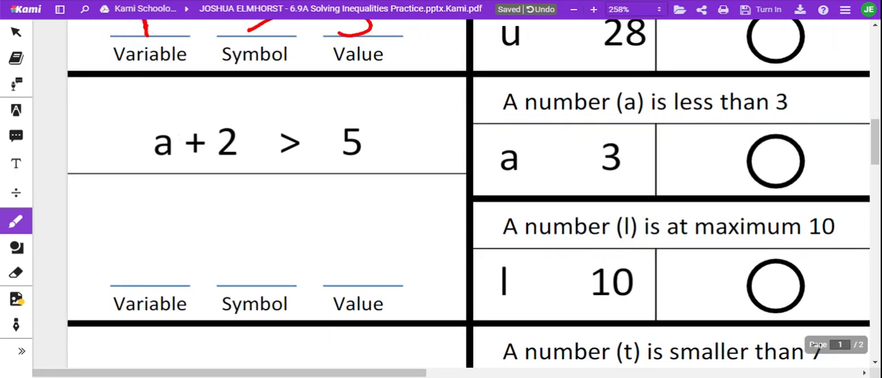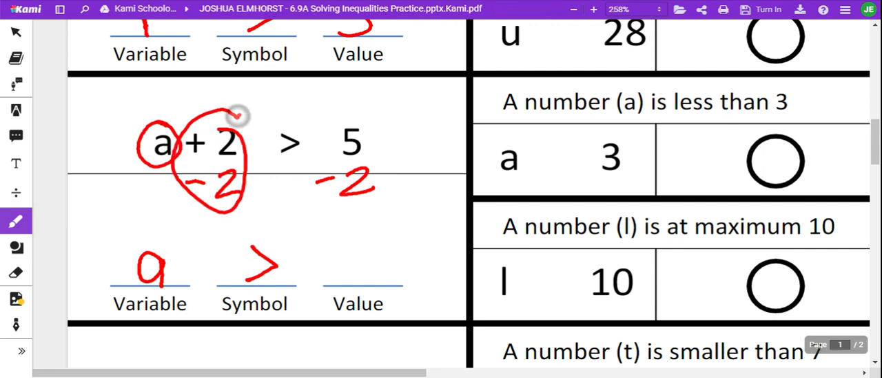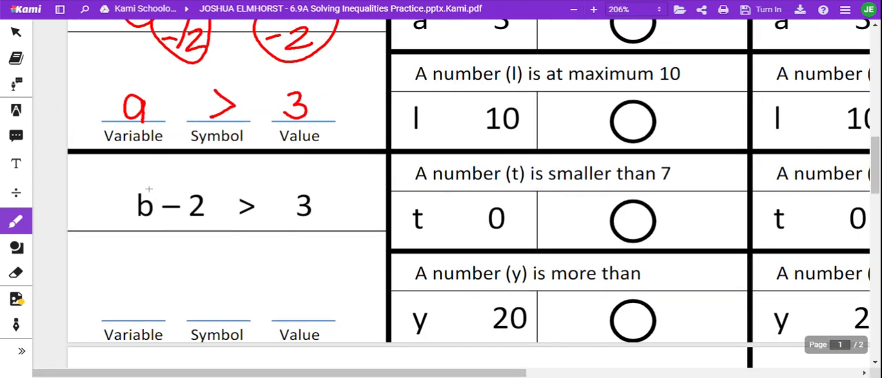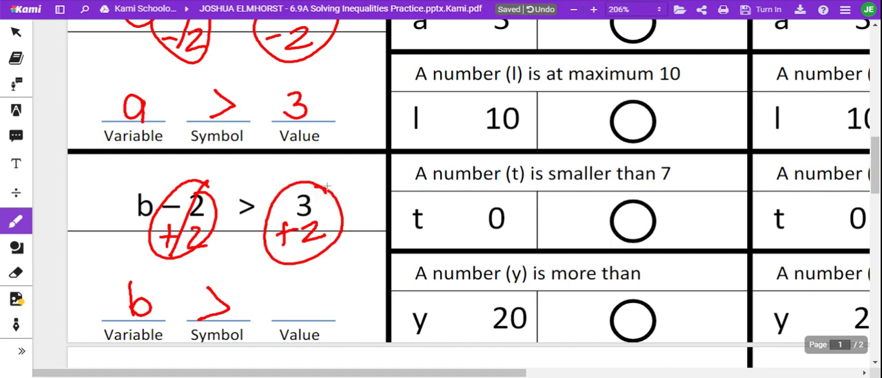Go ahead and keep working ahead on these. You should be getting the hang of it. A is greater than. Cancel what's happening to the variable and then solve. The variable is B is greater than. Cancel what's happening to the variable and then do the same thing on the other side to solve.